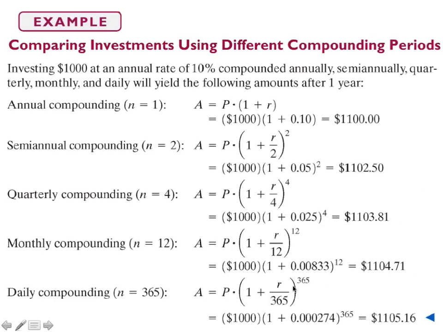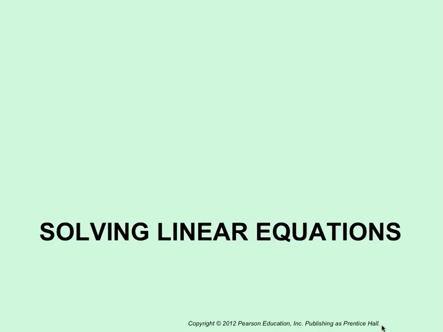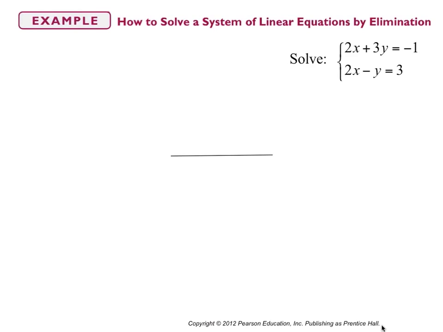And then for n equals 365, you take your rate, you divide it by 365, since it's daily compounding, which is 365 times a year. You add that to your 1, raise it to the 365th power, and then multiply by 1,000, and you should get $1,105.16. Now the last thing that I want to talk about today is solving linear equations.